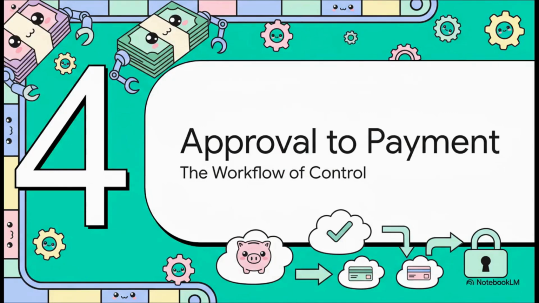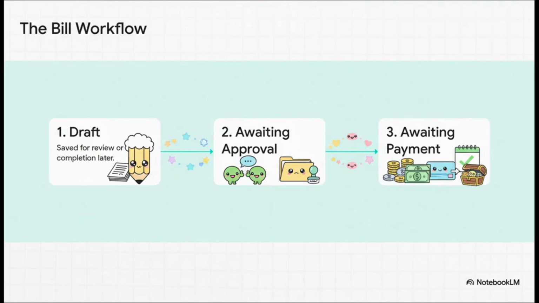Okay, we've entered the bill, we've coded it perfectly. Now what? Now we manage its journey through the business. And this is where the process itself becomes your system of control. Xero gives you this really clear 3-step workflow. So think of it in 3 stages.